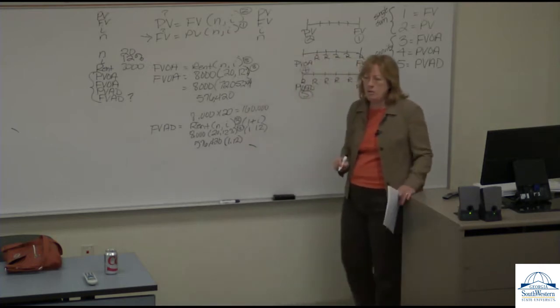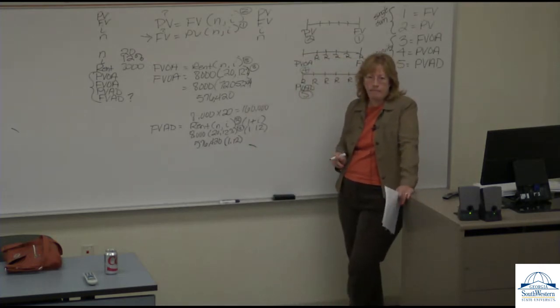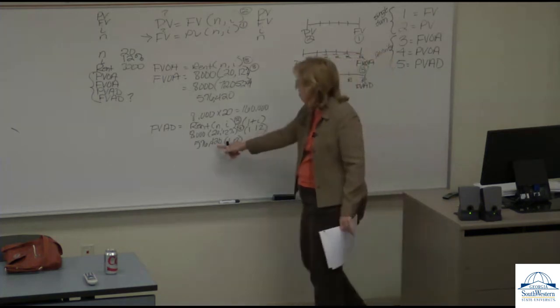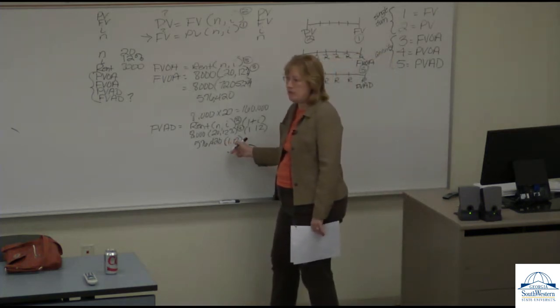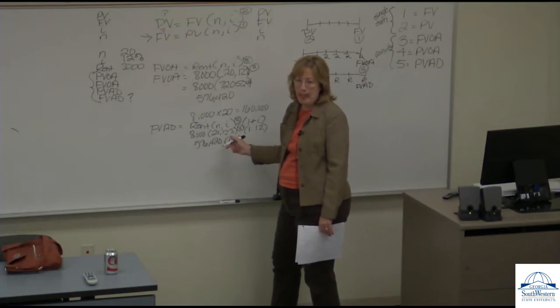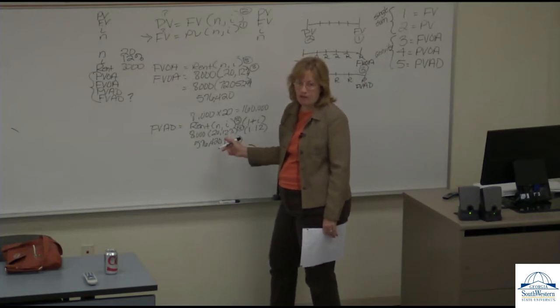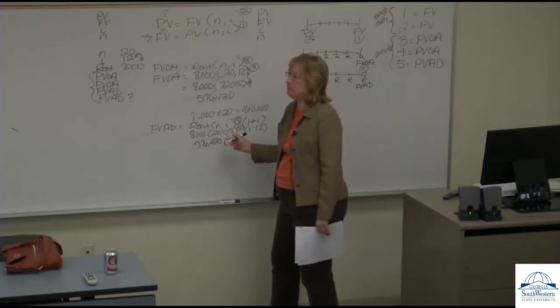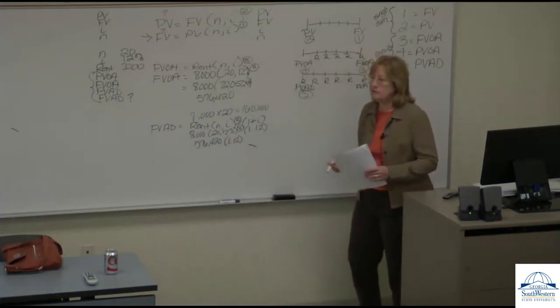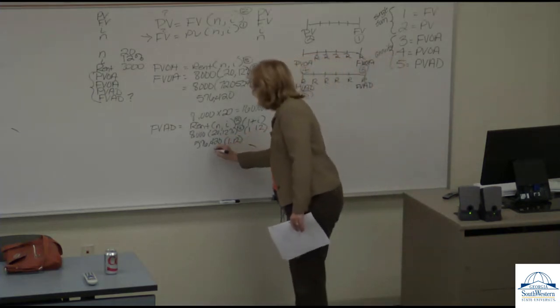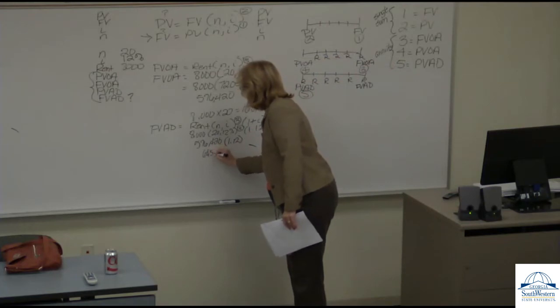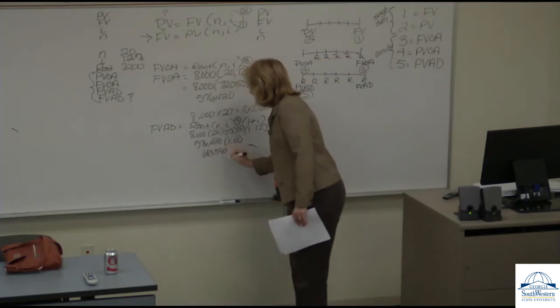Do you see how we got 1 plus the interest rate? Y'all are clear on that? Okay, so we multiply that times 1.12. What do we get there? Brett, what do you have? 645.59. Okay.